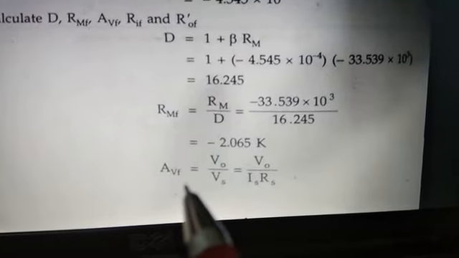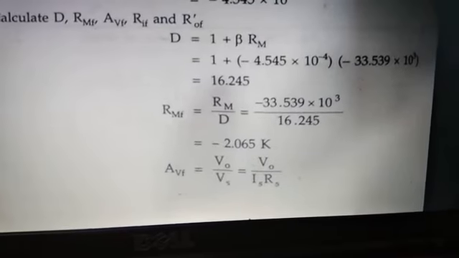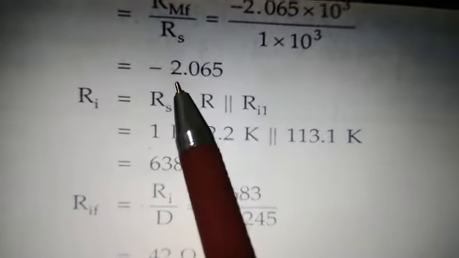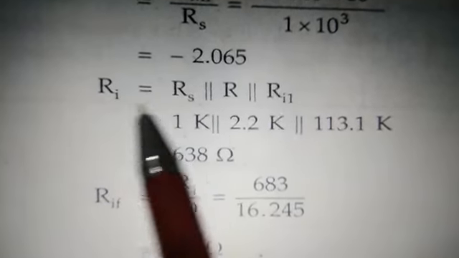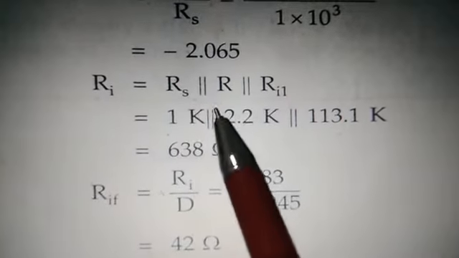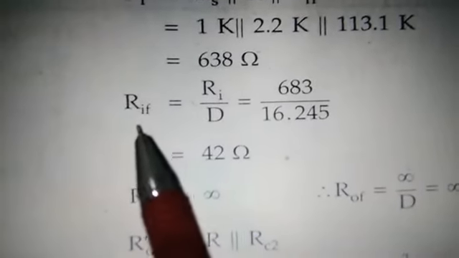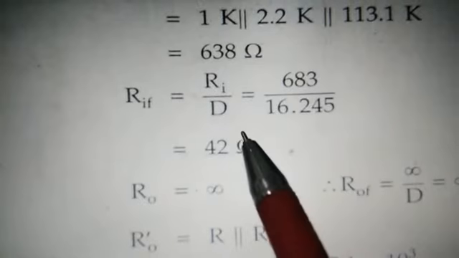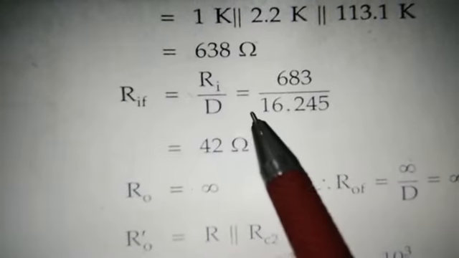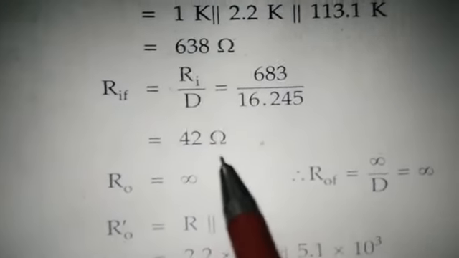Then AVF, voltage gain with feedback, output upon source, V naught upon IS into RS, is RMF by RS, and this value comes to be 2.065. And Ri is RS parallel from the circuit. You can observe Ri is equal to RS parallel to R parallel to Ri1. This is 638 ohm. And then calculate input impedance with feedback, that is Ri by D, Ri upon 1 plus Rm into beta. So this factor is already calculated. This comes to be 42 ohm.